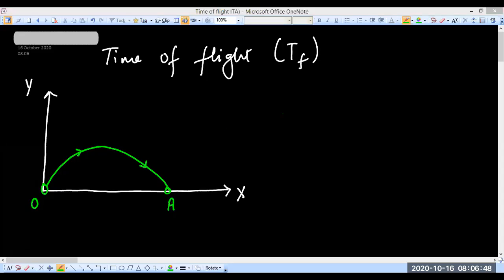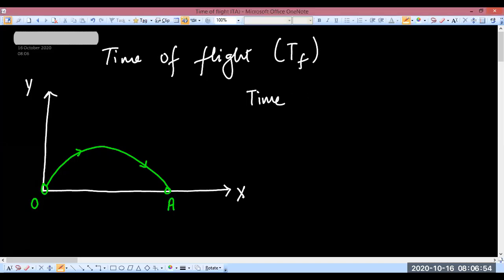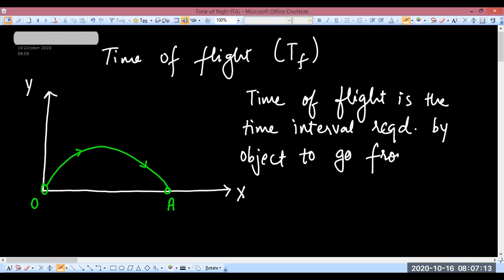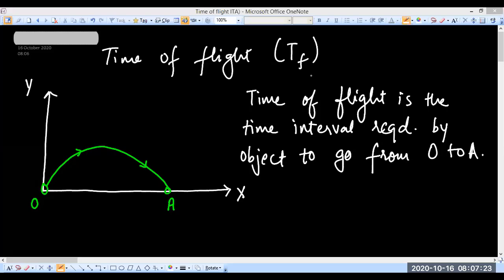So if you want to find time of flight, then time of flight is the time interval required by the object to go from O to A. I'm sure that is absolutely clear, right? Time of flight is the time required by the object to go from O to A, right?